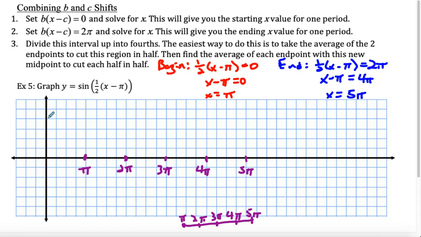Again, we don't have an amplitude change, so we'll just be going in between 1 and -1. And this time I'm graphing sine. So I am starting at the midline, going up to the maximum, back to the midline, down to the minimum, and back up to the midline. So here is what my one period of sine is going to look like. Okay, so both a B and a C change the period and shift my graph.